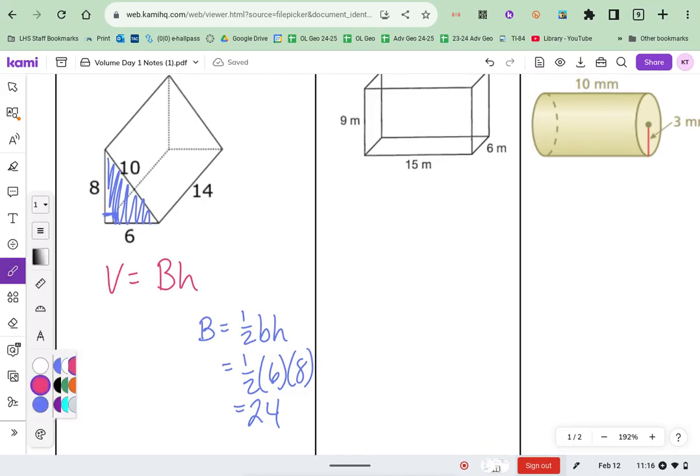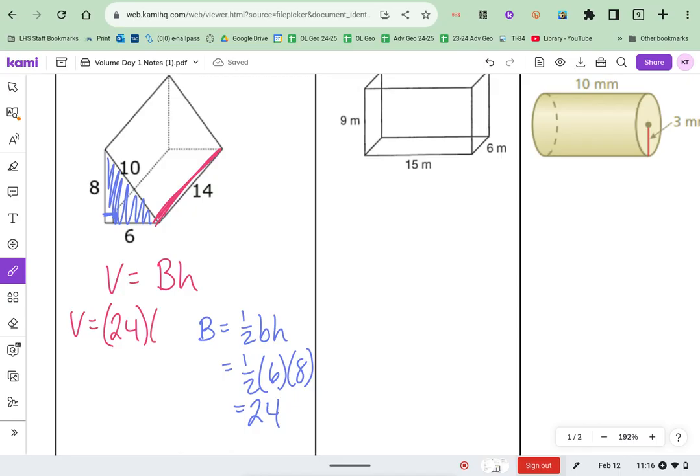So back up to our original formula, volume equals capital B, which is 24. H is the distance between the bases. So the distance between the bases is 14. So 24 times 14 gives us 336 units cubed. Volume is units cubed because it's three-dimensional. So volume is always going to be units cubed.